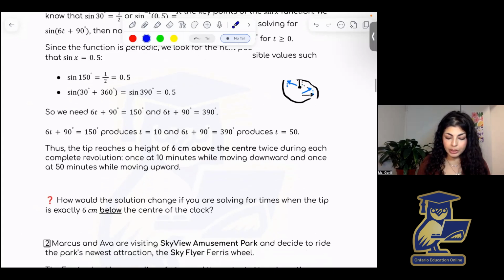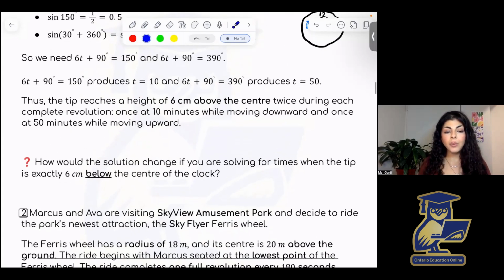Now, the next question for you to think about is how would this solution change if you were asked to solve for the times when the tip is exactly 6 centimeters below the center of the clock?